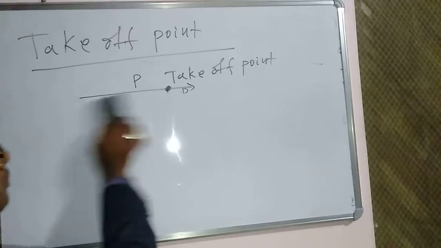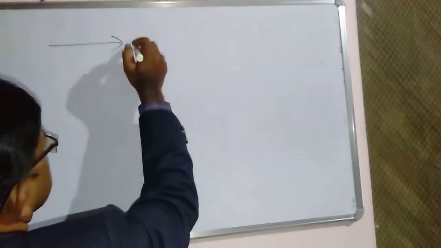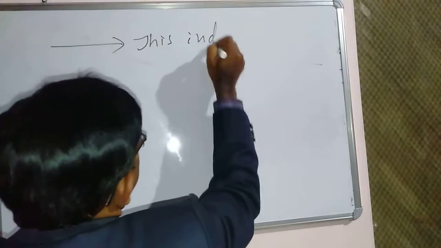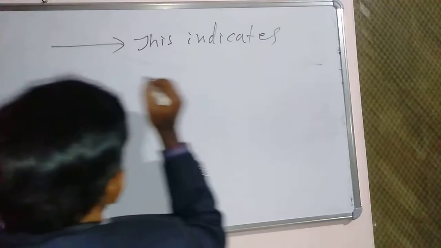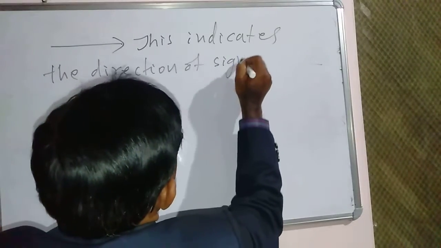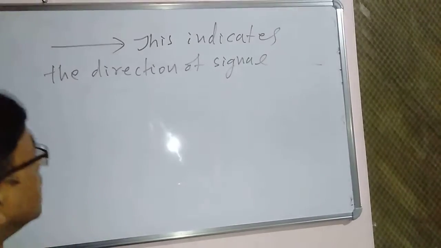So next we will see the arrow. This is the arrow. This indicates the direction of signal. So by taking these 4 basic blocks, we can draw a block diagram of a control system.